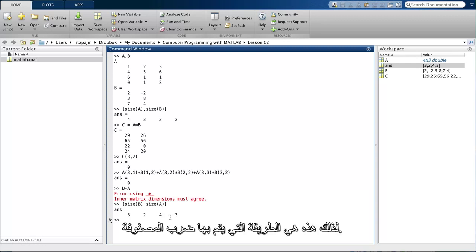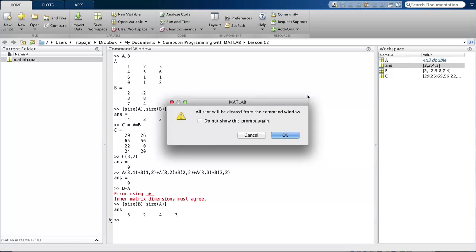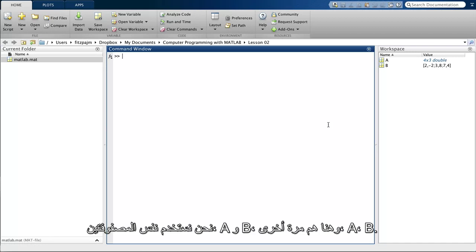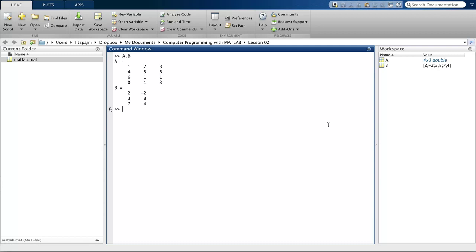So that's how matrix multiplication is carried out. But when might you want to use matrix multiplication? Well, let's clear the screen. There, nice and tidy. And look at an application. We use the same 2 matrices, A and B. And here they are again, A, B.